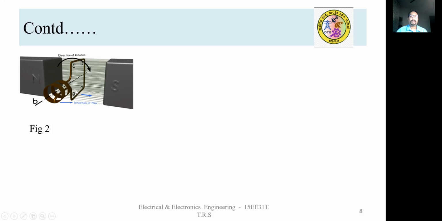So zero EMF will be induced. Half cycle of rotation has been completed. Okay. Now in this position, zero EMF will be induced. Observe, no direction of the EMF is shown in coil sides CD and AB. Zero EMF will be induced.